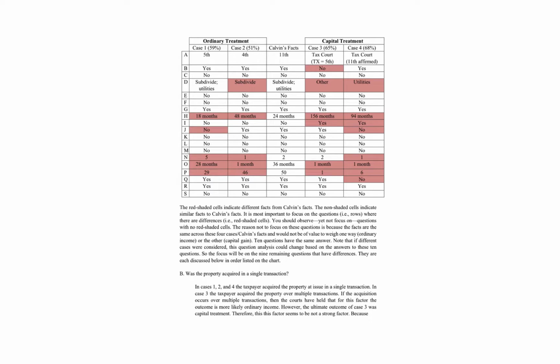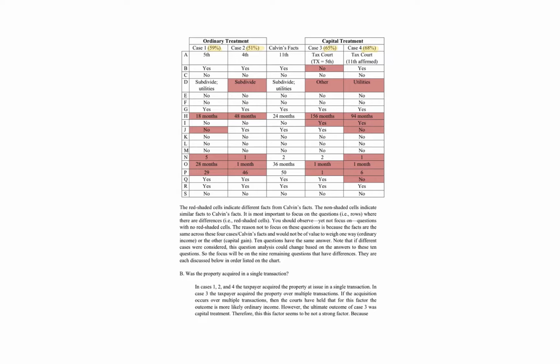All right, so here is the table. Again, we have cases 1, 2, 3, and 4. As I've told you, here are these percentages. If you need to know the case again, it's on the previous page. Suburban is case 1, Graves is case 2, the Sugarland LLC is case 3, and Connor is case 4. So case 1 and case 2 resulted in ordinary treatment. Case 3 and case 4 resulted in capital treatment, ultimately held by the court.